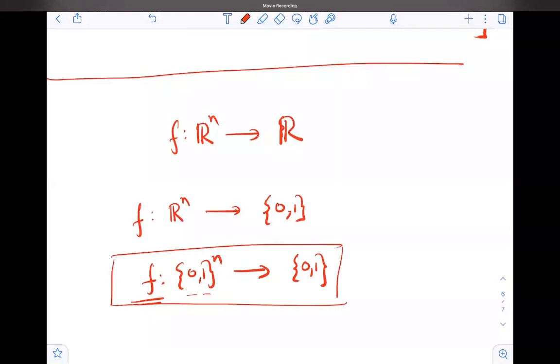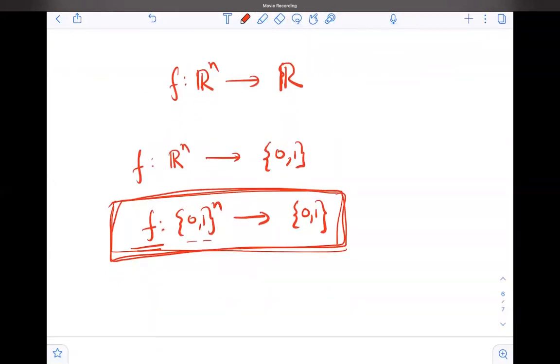Everything, starting from classification of this image classification to learning objects and all, it's all about this kind of functions. And a big part of how to approach this class of functions is using what is called the Fourier analysis of Boolean functions.